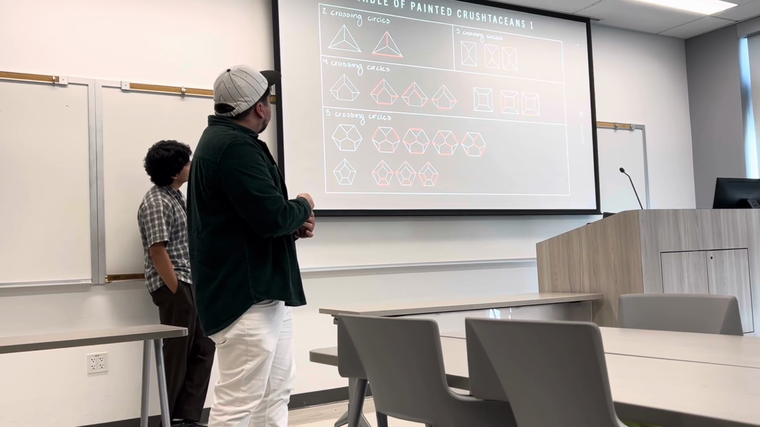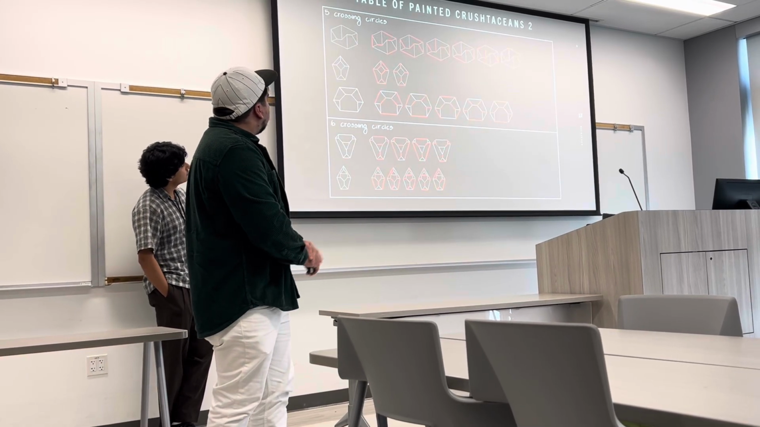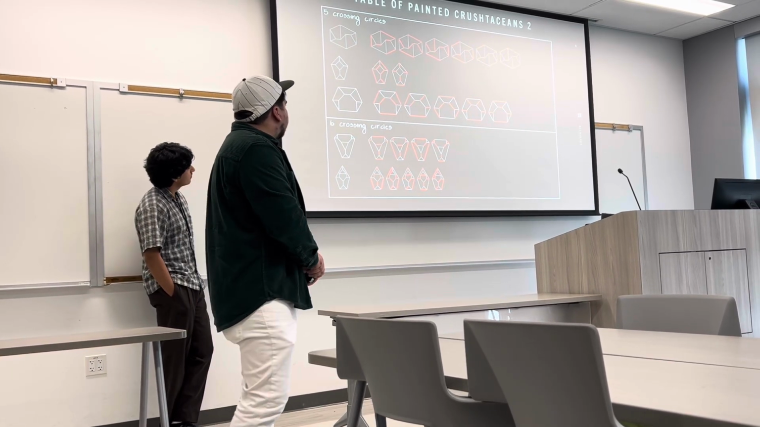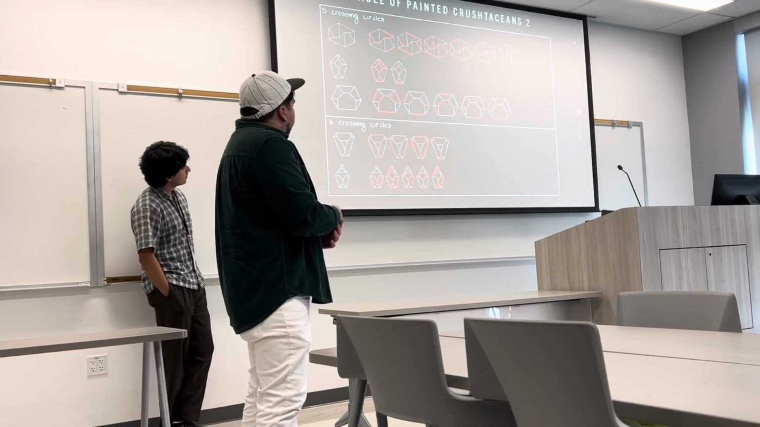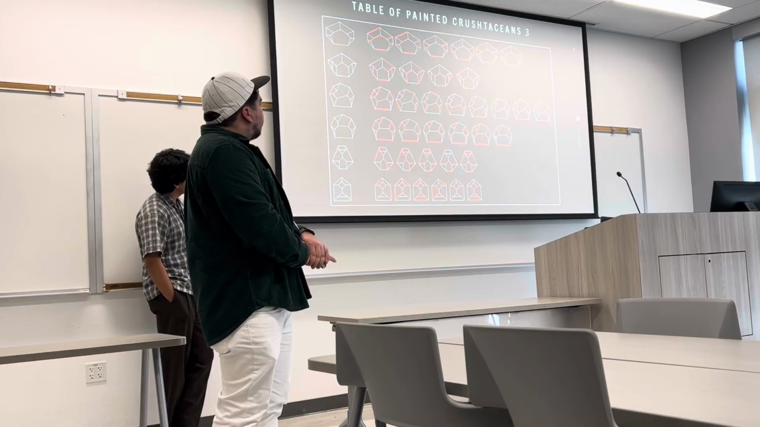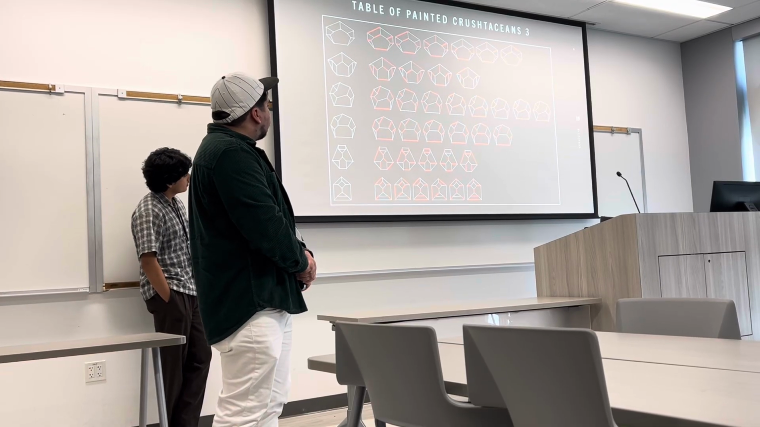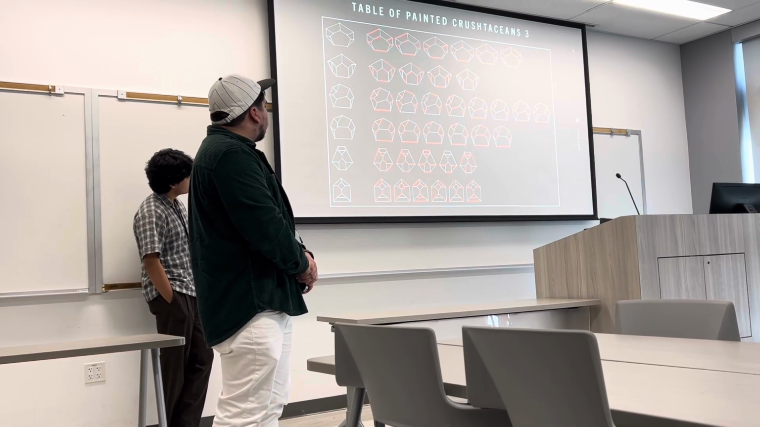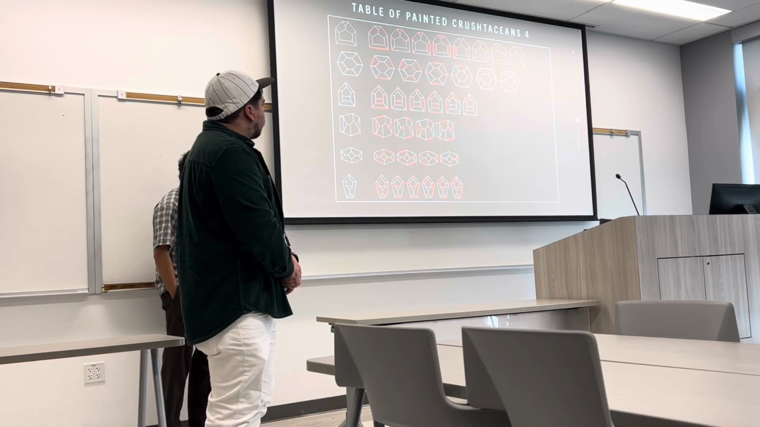And then we went up to 4, 5. Here are some more of the 5 painted crustaceans. And we went up to 6. There is a lot for 6. This is the first couple. This is the next set of crustaceans and their painted crustaceans equivalence classes. And here is the last set.